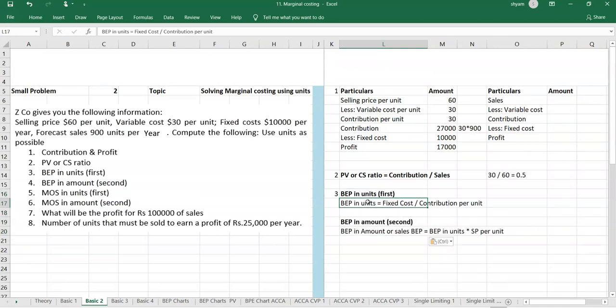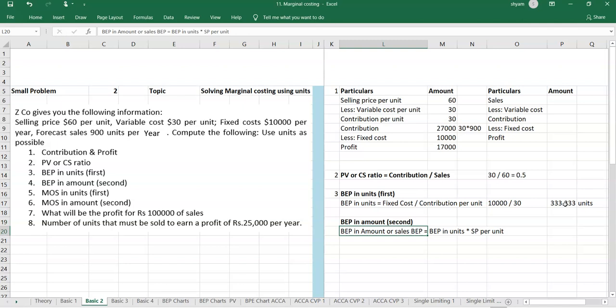So the formula is very simple. Get the fixed cost. Fixed cost is 10,000 divided by contribution per unit. Contribution per unit is 30. So your answer should be this number. What is this number? This number is units. At this number of units, you will neither make a profit nor a loss. Okay.